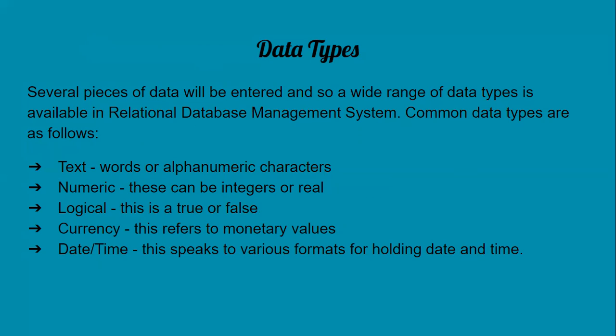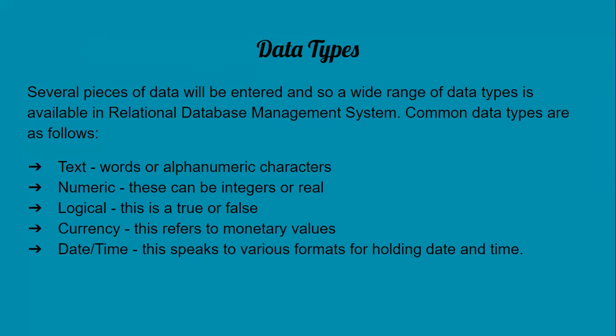Then we would look at the numeric data type, which would include integers, which are whole numbers, or real, which would refer to decimal numbers. We also have the logical data type, which requires a true or false selection or a yes or no. This we refer to as a Boolean selection. Then we have currency, which caters to any value that is monetary. Then there comes date and time, which speaks to various formats for holding date and time.